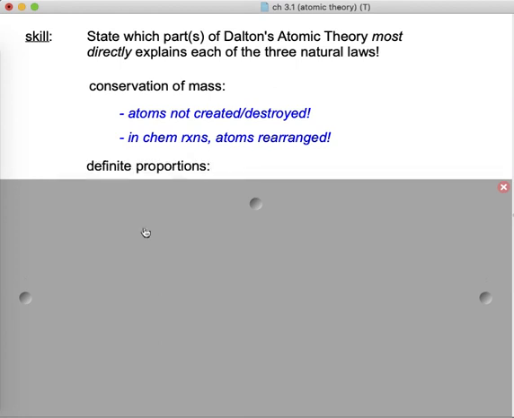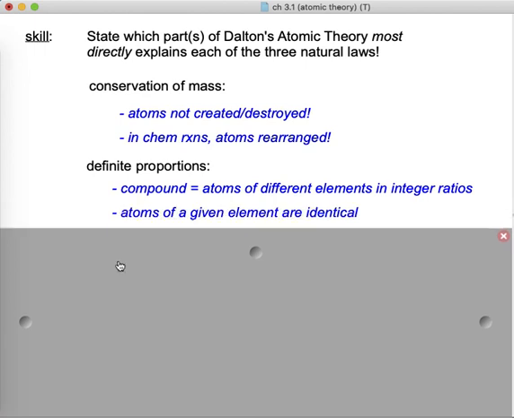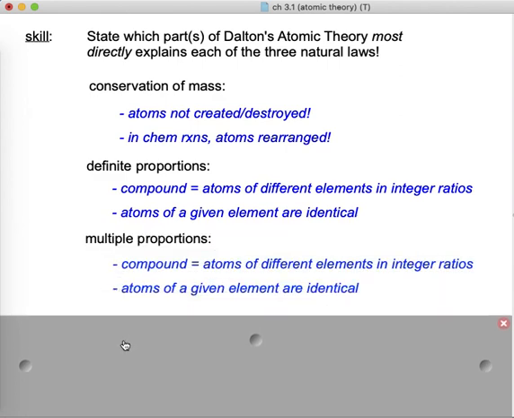The law of definite proportions says a compound is made of atoms of different elements combined in integer ratios, and atoms of a given element are identical. So if a particular compound is always made up of the same atoms in the same integer ratios, and those atoms are always the same, then the mass ratios are always going to be the same. And for the law of multiple proportions, pretty much the same thing.